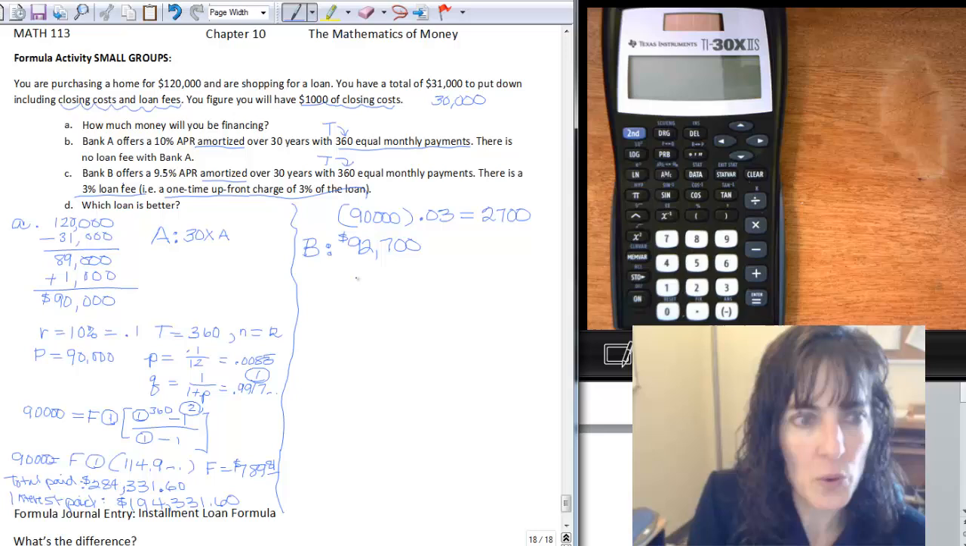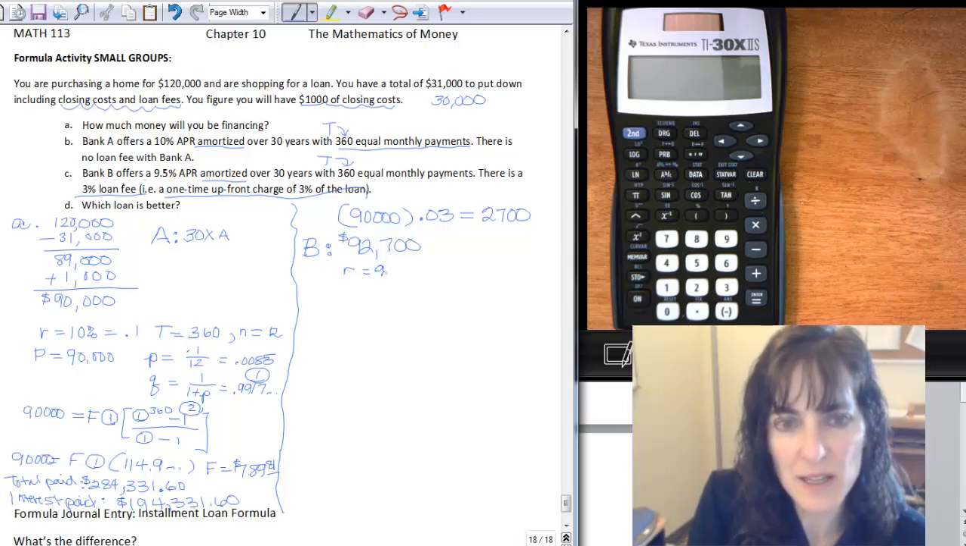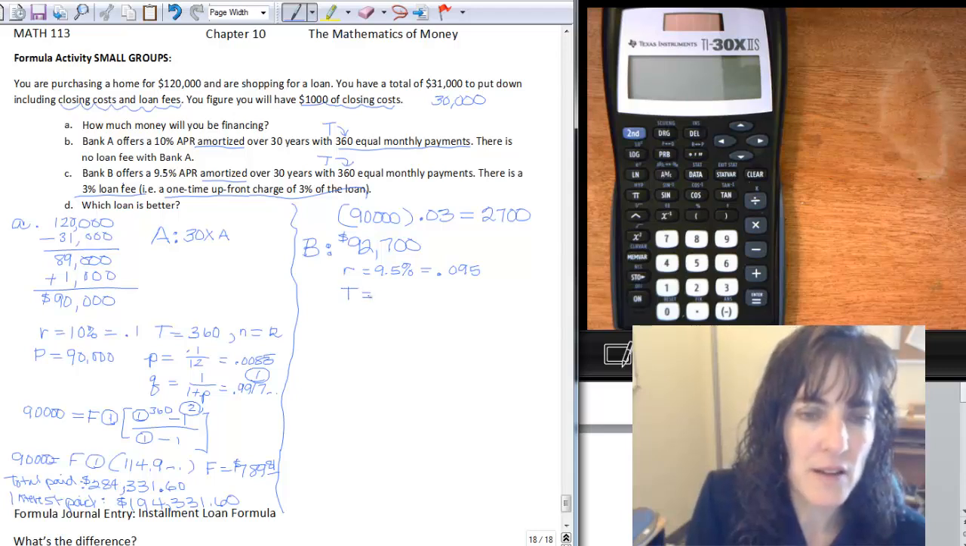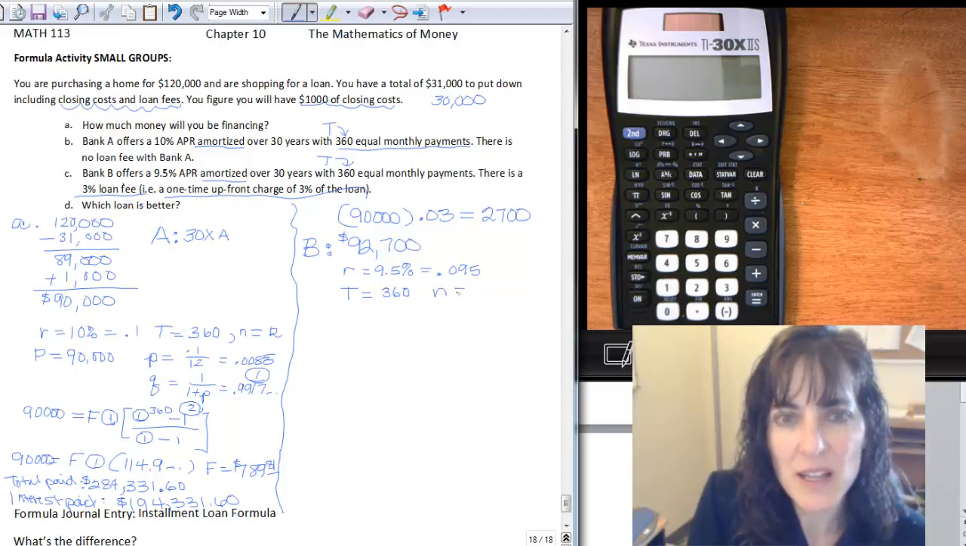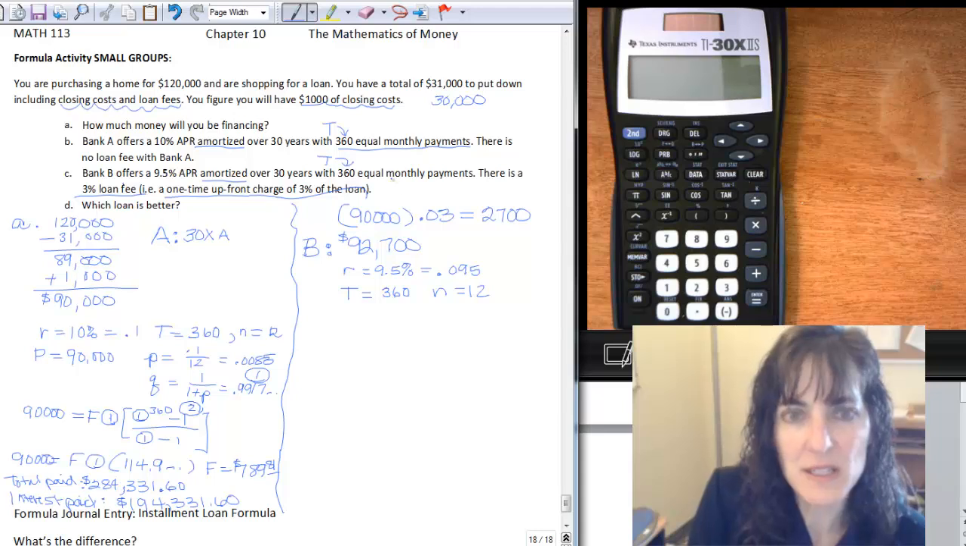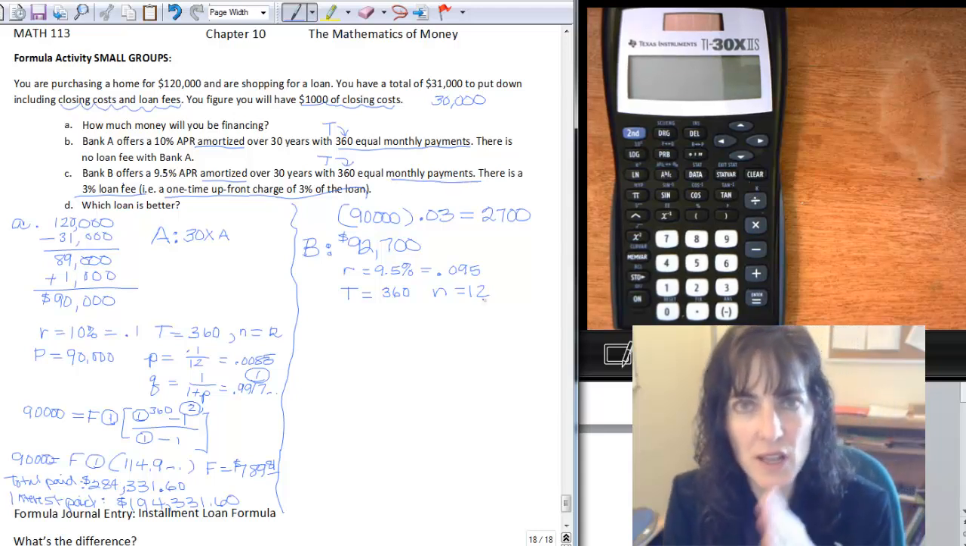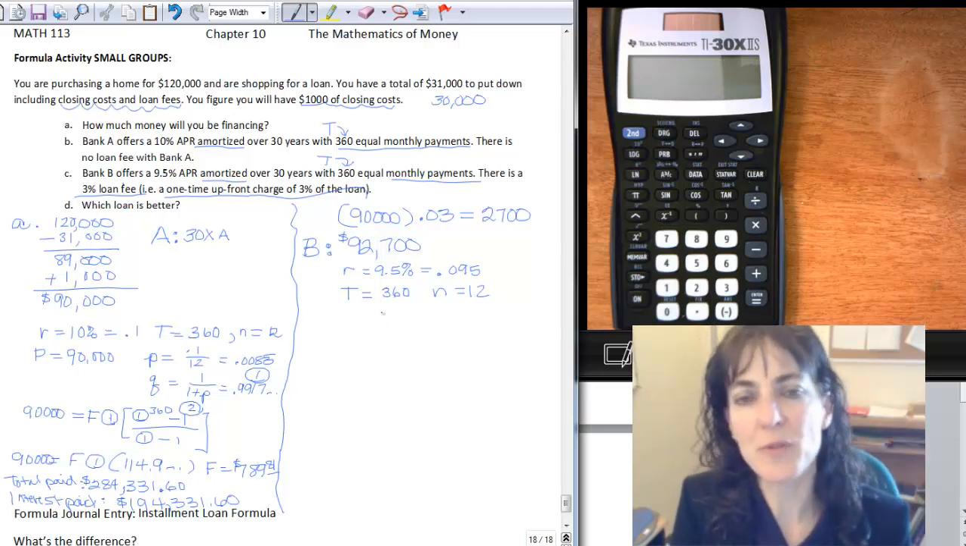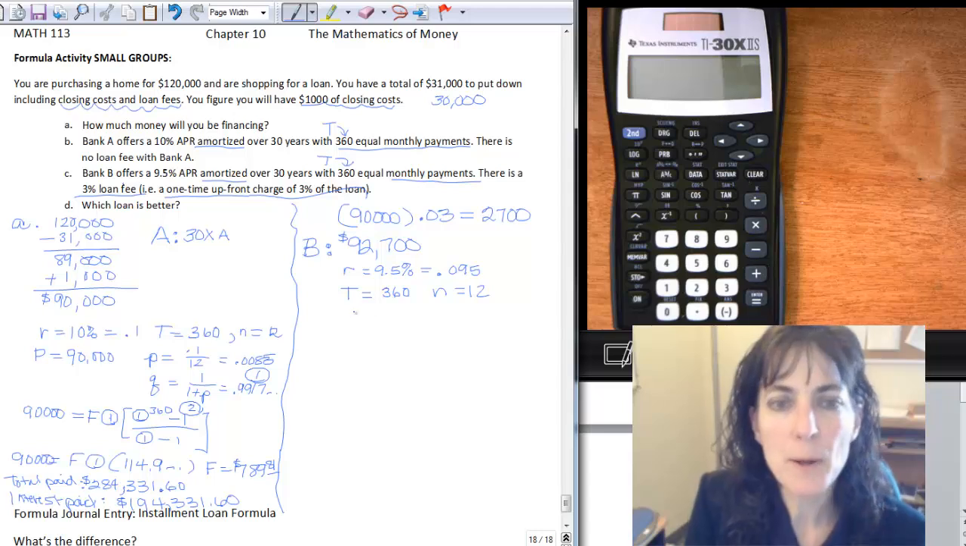I need to know what my little r is, which is my rate, and for this loan it is 9.5%. Remember, we have to convert it to a decimal, 0.095. And the capital T, I already decided was going to be the 360. And my N is going to be 12 because it does say monthly payments. So it's every month I'm making a payment, so the number of times I'm compounding is after every payment. So my N is also 12.